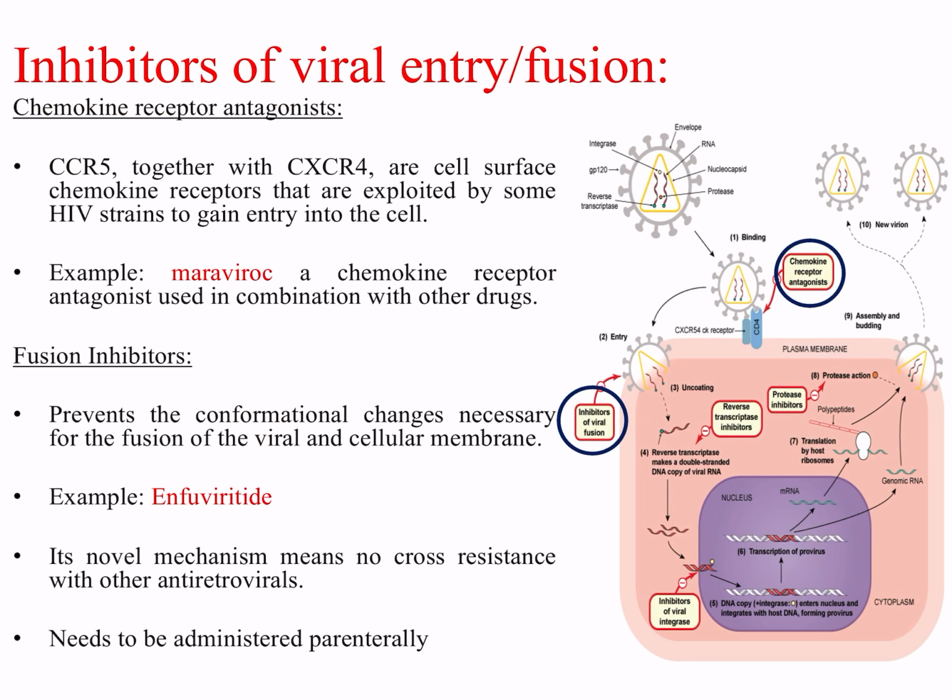Fusion inhibitors prevent the conformational changes necessary for the fusion of the viral and cellular membrane. An example of a drug used here is enfuvirtide. Its novel mechanism means no cross-resistance with other antiretrovirals, but it needs to be administered parenterally.